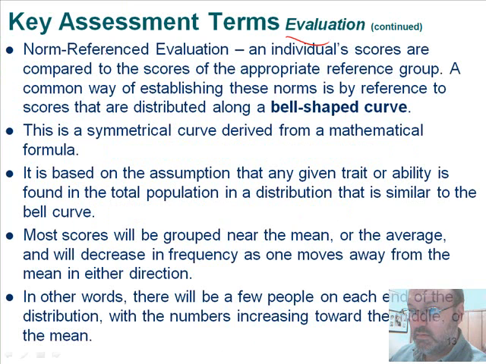Again, in a norm reference evaluation, individual scores are compared to the scores of an appropriate reference group. Okay, it's right here: compared. Norm reference scores are compared to a reference group. A common way to establish these norms is by reference to scores that are distributed along a bell-shaped curve, and this will forever be part of your world from here forward if you haven't already heard of this. This is a symmetrical curve derived from a mathematical formula. Yes, a mathematical formula. What is a norm reference? You compare it to a reference group using a mathematical formula. It's a symmetrical curve against a mathematical formula.